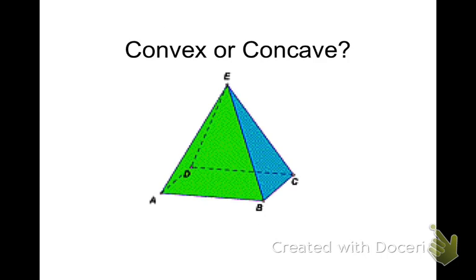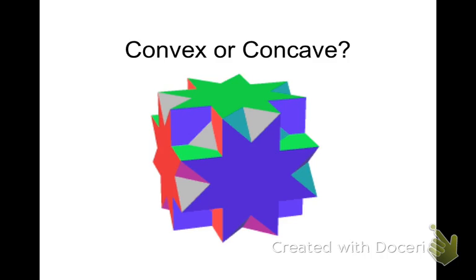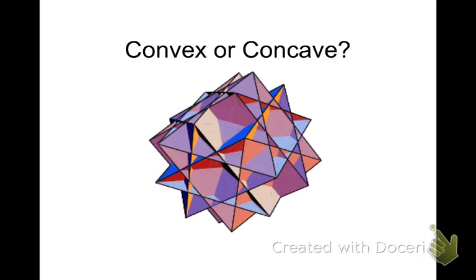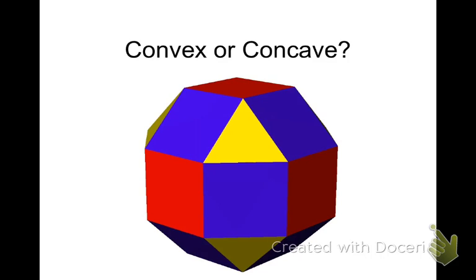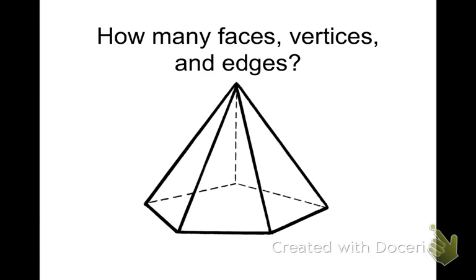No. All right, now let's think back to concave and convex shapes. What's the difference between convex and concave? Convex is out and concave is in. So is this convex or concave? Concave. Good. Concave. Convex. Convex. Convex.